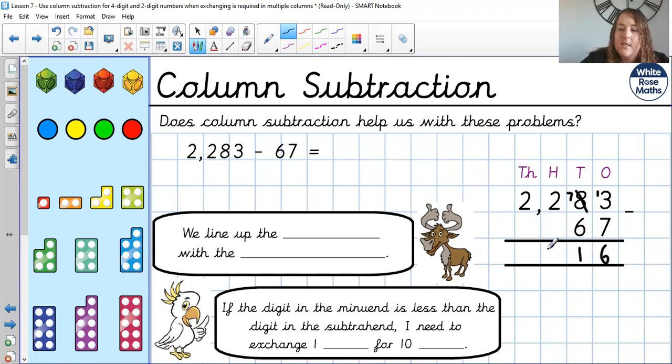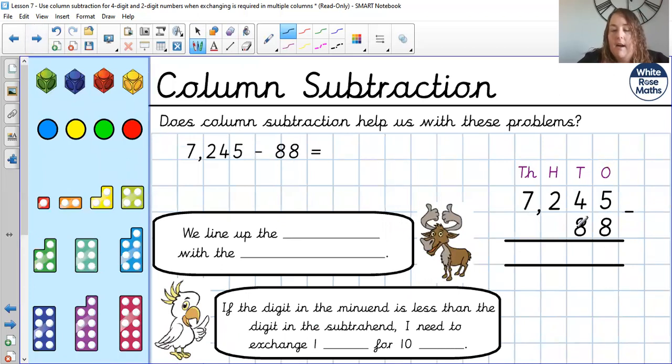2 take away nothing is 2. And 2 take away nothing again is 2. So the answer we have is 2,216. Brilliant. Okay, next one then.